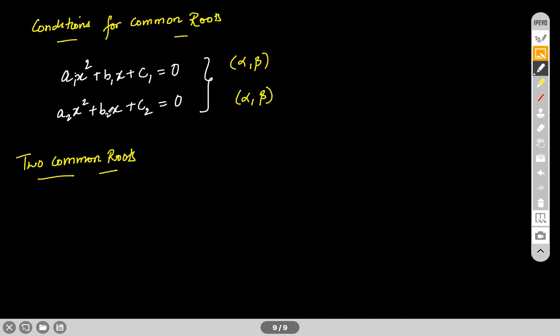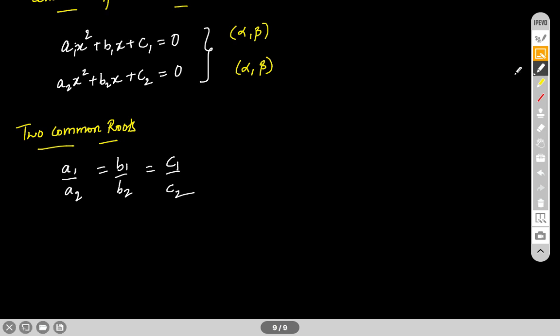Can you equate them by any chance? If two equations have the same roots, what do you comment? Don't you feel that their coefficients must be proportional? Oh yeah, A1 by A2 is equal to B1 by B2, equal to C1 by C2. Okay.